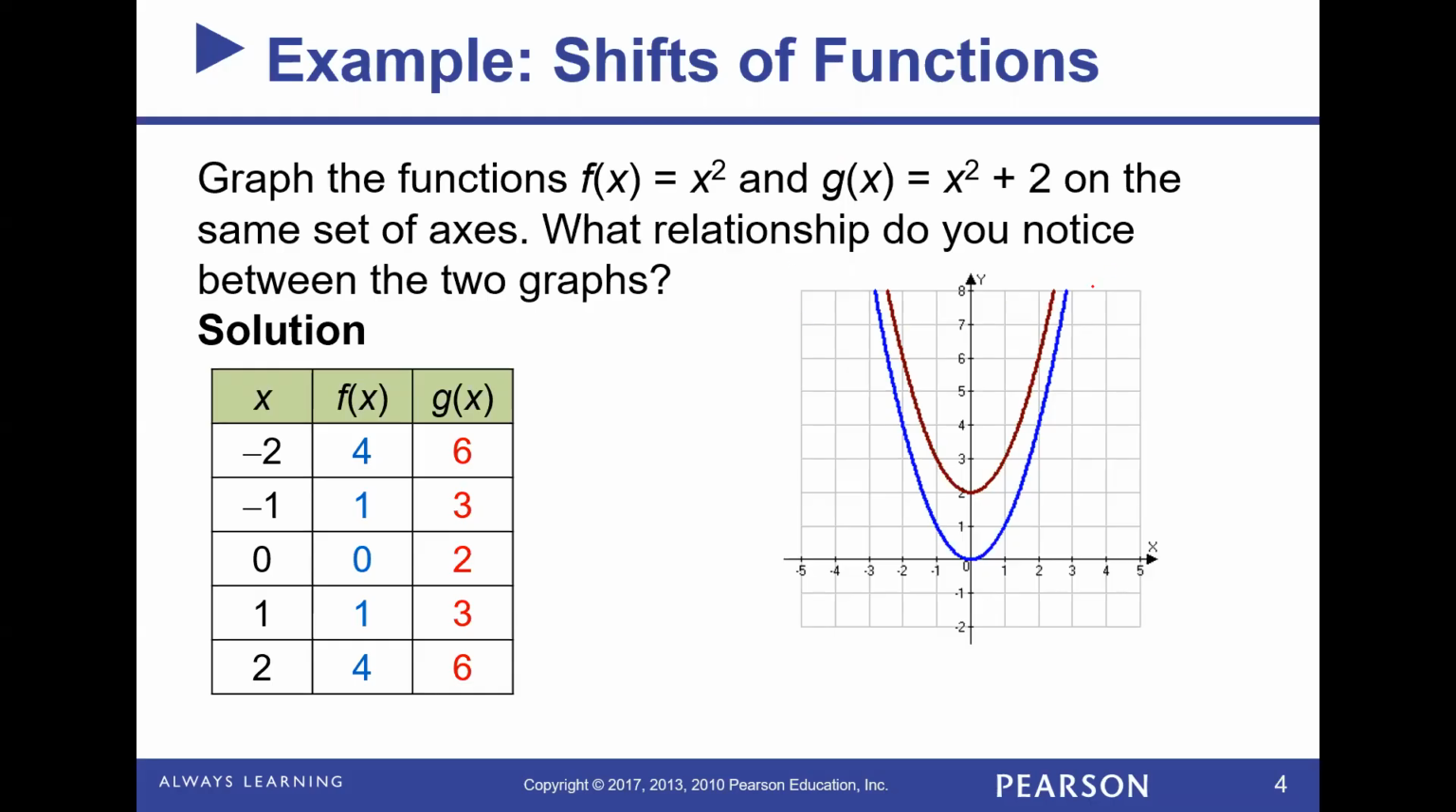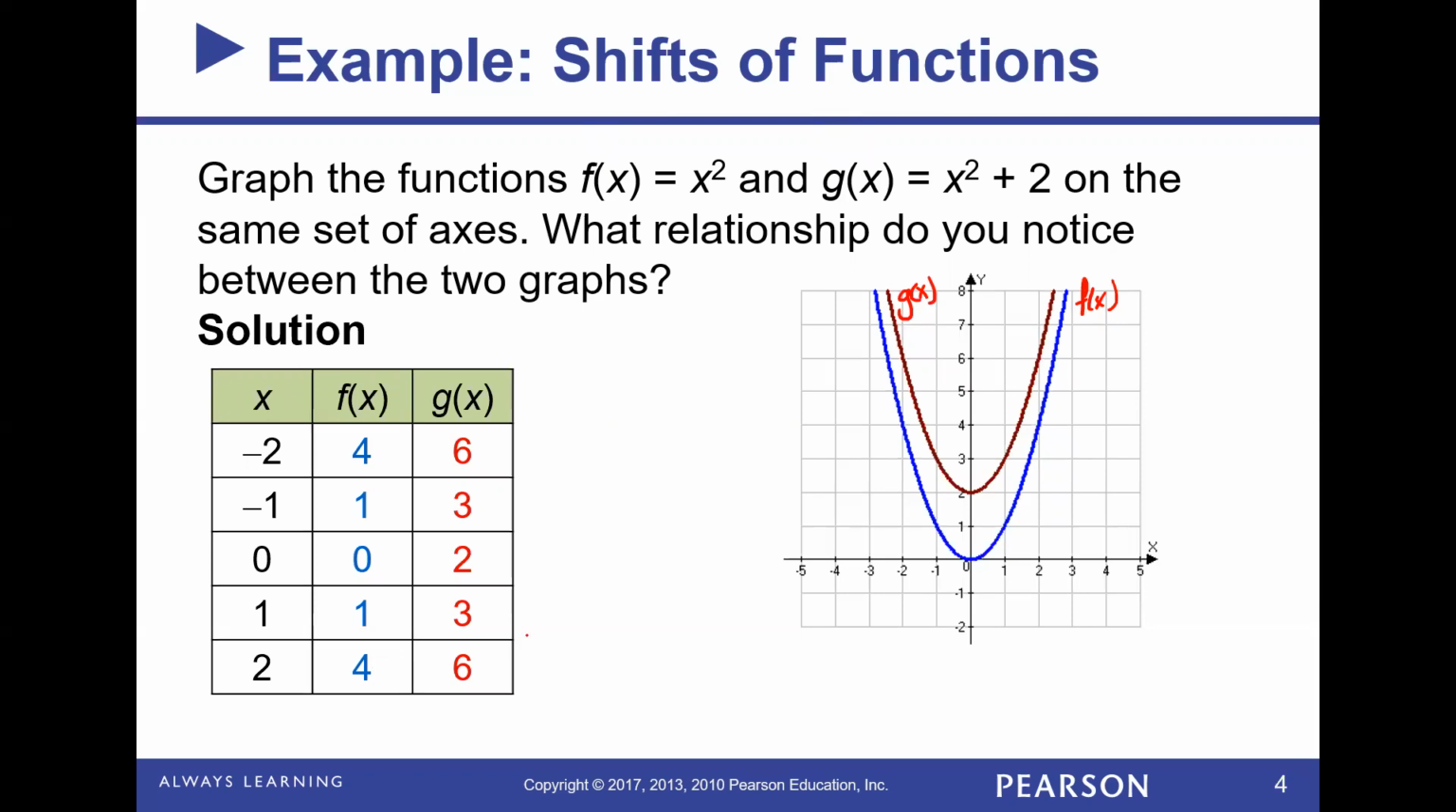So I went ahead and graphed them for you. The blue one is my beautiful f of x, and the red one there is my g of x. If you were to watch it graph, you're going to see the blue one graph first, and then you're going to see that red one graph second.